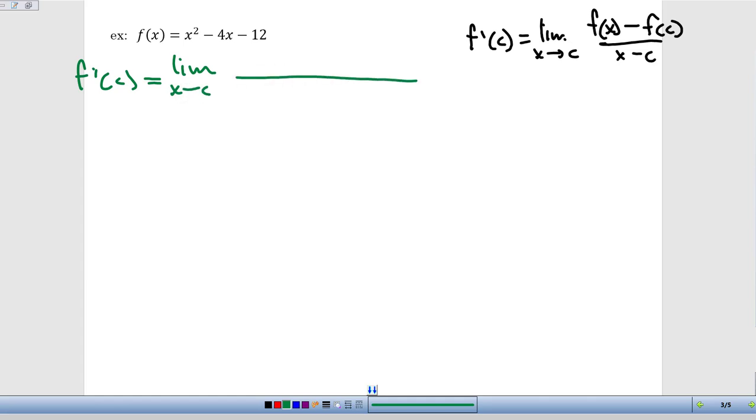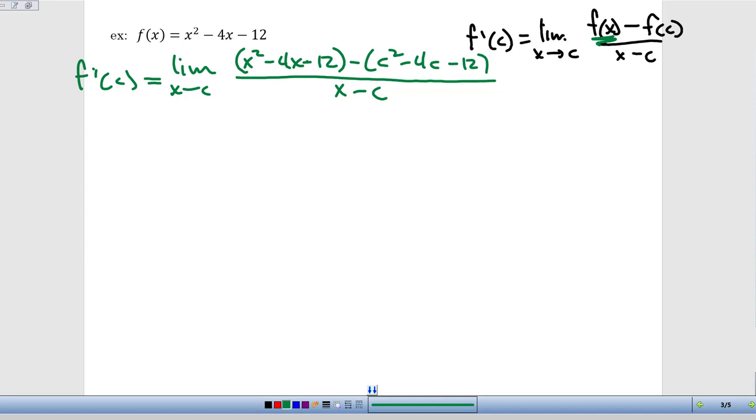So again, first thing is f of x. I'm just going to copy down the function as we see it, x squared minus 4x minus 12. And then we're going to subtract f of c. That means I'm just going to plug c into my function. So we get c squared minus 4c minus 12. And then in the bottom, as always, x minus c.